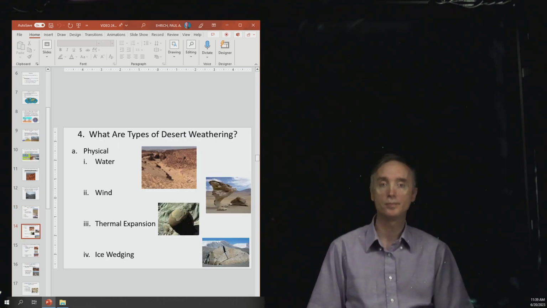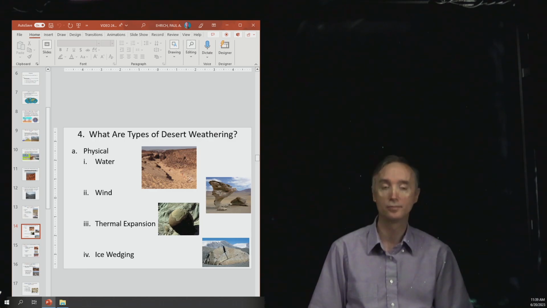So what are some different types of desert weathering? We mentioned that there are two types of weathering: physical weathering and chemical weathering. Physical weathering breaks down the rocks into smaller pieces, but it doesn't alter the rocks. Here are some examples of physical weathering. In a desert, it could be water, and one of the primary ways that a desert changes the landscape is flash floods. But it can also be caused by the wind itself.